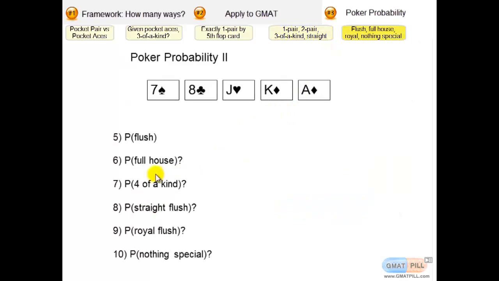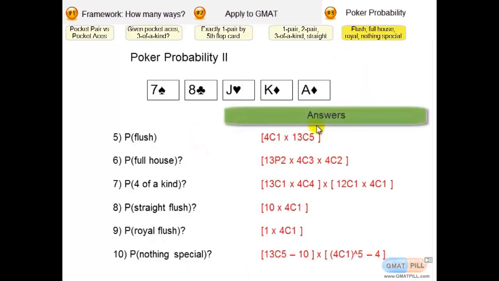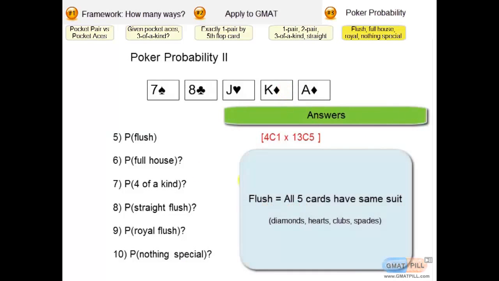Now we have our next set of probability variations for advanced poker. Probability for flush, full house, 4 of a kind, straight flush, royal flush, and then probability that you get nothing special. So let's take a quick glance at the answers. A flush is basically saying we get 5 cards and they all have the same suit. So it might have spade, spade, spade, spade, spade, and all of the cards are different.